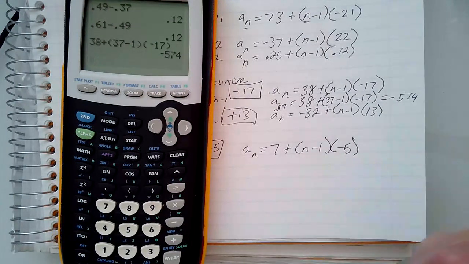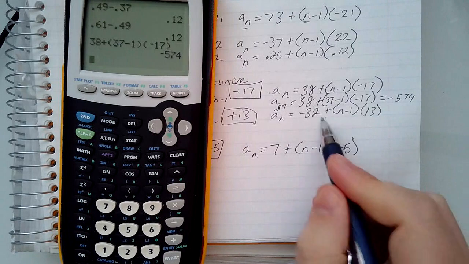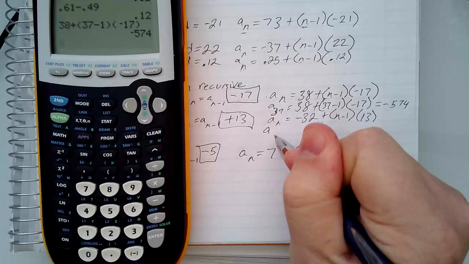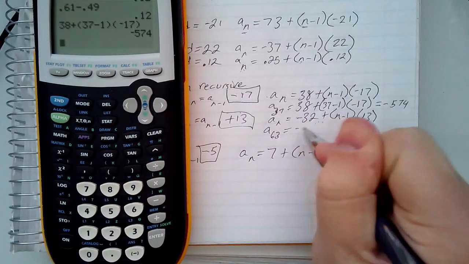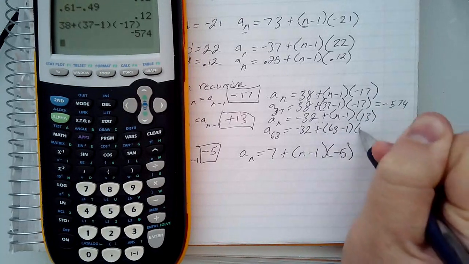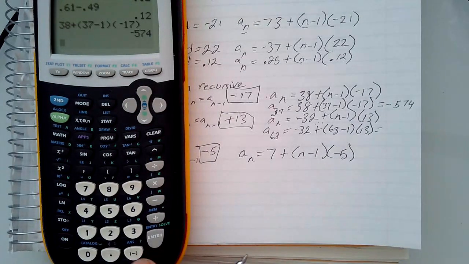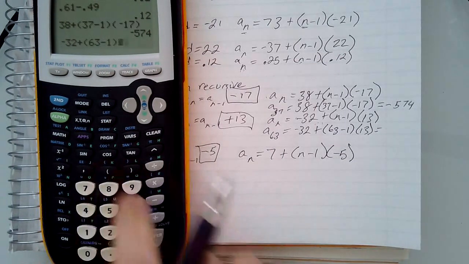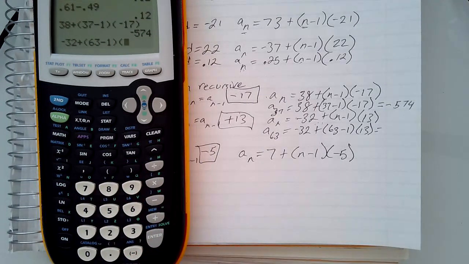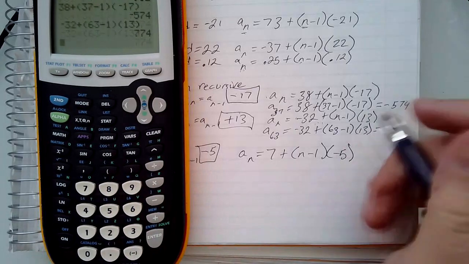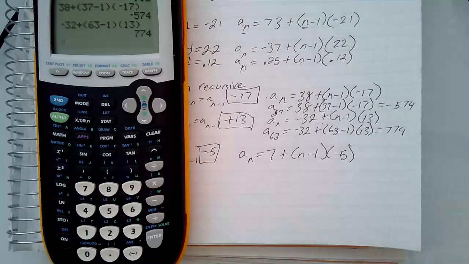Let's find the 63rd term for number 15. A sub 63 is equal to negative 32 plus 63 minus 1 times 13. Plug that into our calculator: negative 32 plus 63 minus 1 times 13. That is 774.